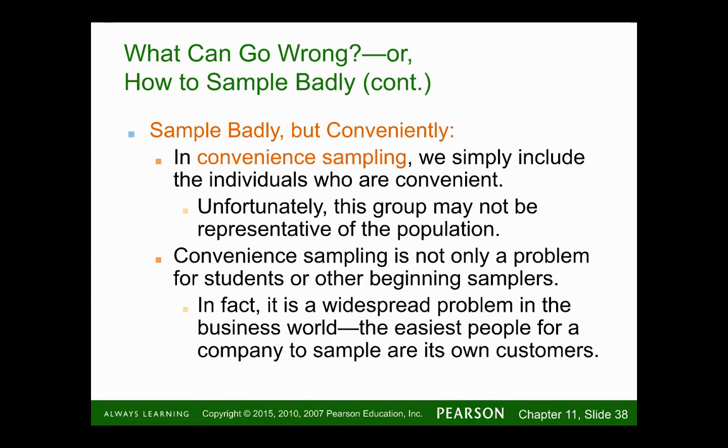In convenience sampling, we simply include the individuals who are convenient. That might be a geographic location, but as I mentioned before, one town may be conservative while the next town may be liberal. I might just sample people on my block, okay? That's a convenience sample.